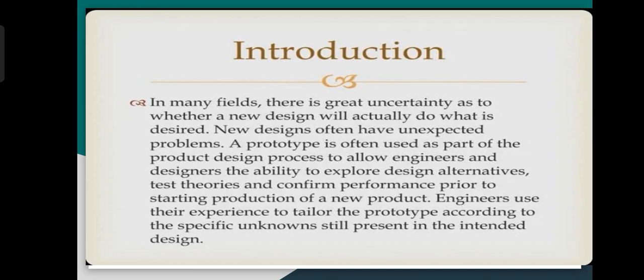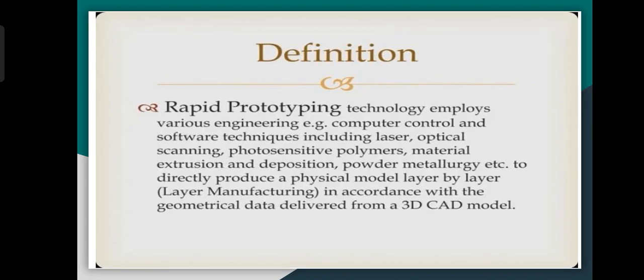Engineers use their experience to tailor the prototype according to the specific unknowns still present in the intended design. Rapid prototyping technology employs various engineering, computer control and software techniques, including laser, optical scanning, photosensitive polymers, material extrusion and deposition, powder metallurgy, etc., to directly produce a physical model layer by layer, that is layer manufacturing, in accordance with the geometrical data delivered from a 3D CAD model.